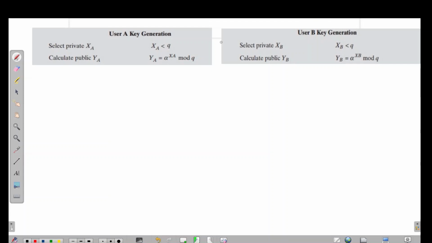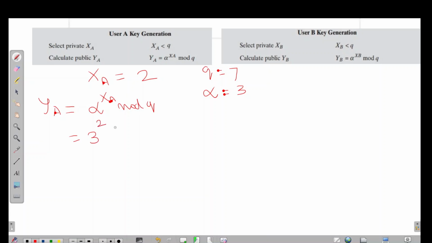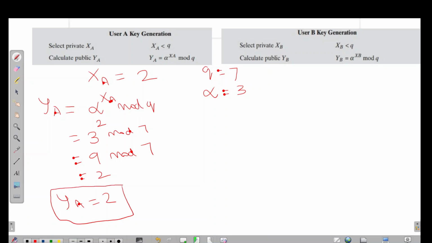Second step, user A generation. Here we are taking XA as 2, and we already know that Q equals 7 and alpha equals 3. Now the calculation of A's public key YA is given by alpha power XA mod Q. The alpha is 3, so 3 power XA is 3 power 2 mod 7. 3 power 2 is 9, 9 mod 7 is equal to 2. So here I have YA equal to 2. This is A's public key.